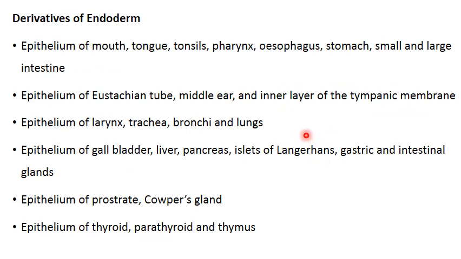Then from the endoderm, that is the lining of the gut or the alimentary canal. So, you have the epithelium of the mouth, tongue, tonsils, pharynx, esophagus, stomach, small and large intestines, eustachian tube, middle ear, inner layer of the tympanic membrane. Then you have the epithelium of the larynx, trachea, bronchi and lungs, gallbladder, liver, pancreas. So, these are all associated with the alimentary canal. Prostate, glands, and thyroid, parathyroid and thymus. So, that was all about the gastrulation.